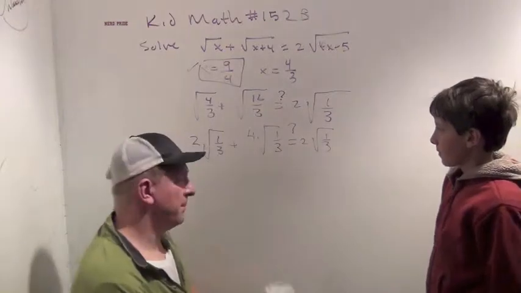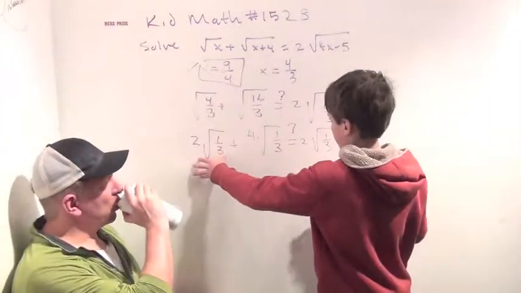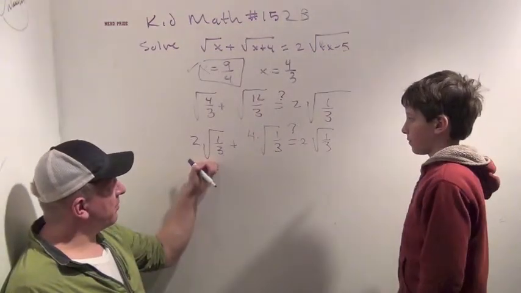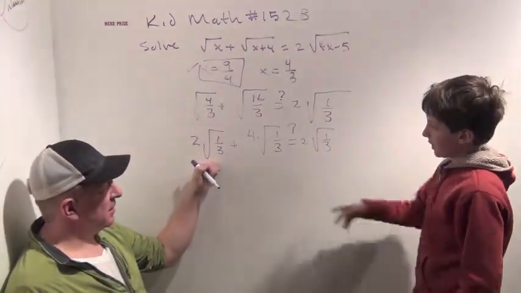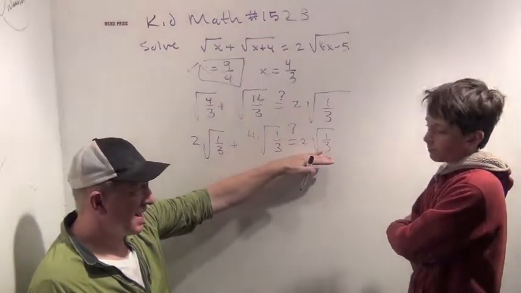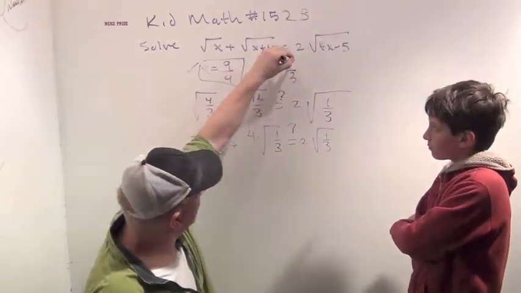Nope. Why not? Because if this weren't here, then it would be equal. This is some number, we don't know what it is, but we're adding something to it and getting back the same number? Nope. That's not a solution.